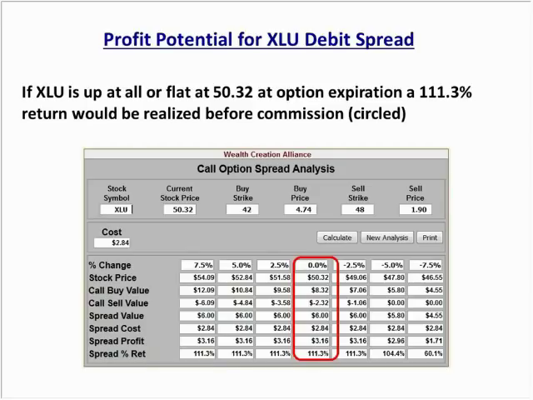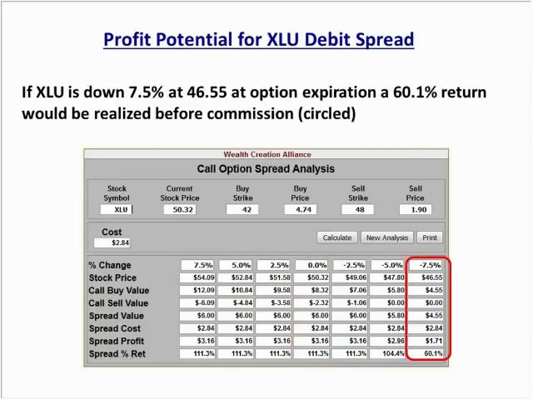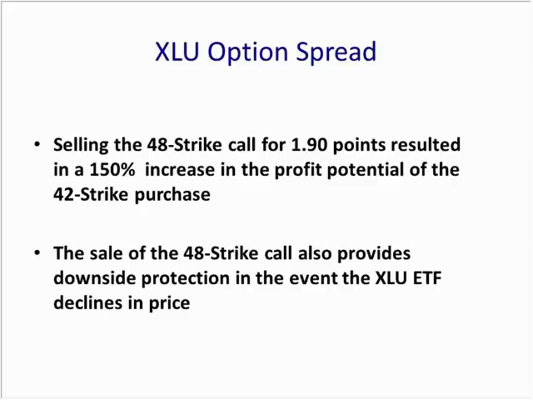If XLU is up at all or is flat at 50.32 at option expiration, the spread will realize a 111% return before commission. And if XLU is down 7.5% at 46.55 at option expiration, then we'd realize a 60% return before commission. Now, selling the 48 strike call for 190 points resulted in a 150% increase in the profit potential of the 42 strike purchase. So that gives you a big advantage.